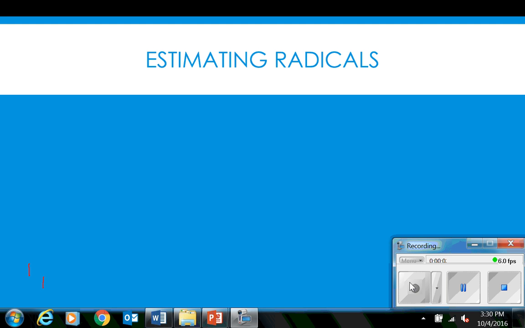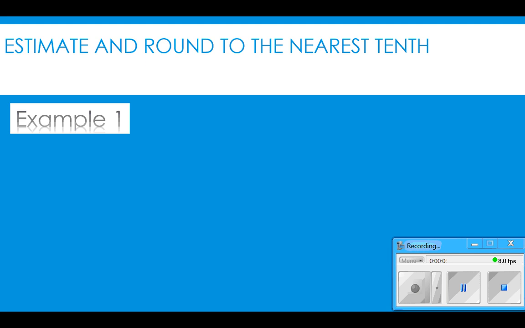Radicals is what we're going to talk about today. And we're going to actually estimate and round the radicals to the nearest tenth. So write down the directions and write example 1.